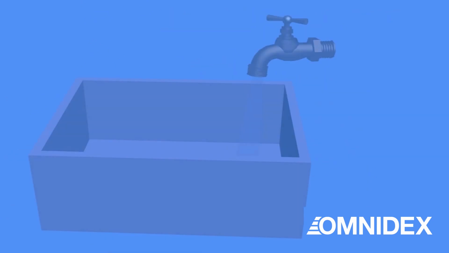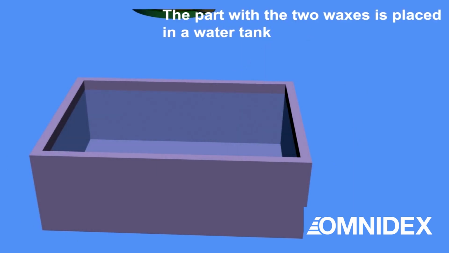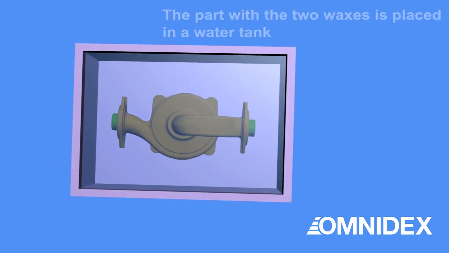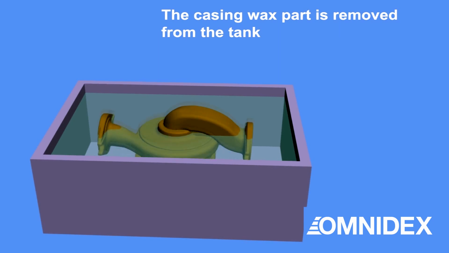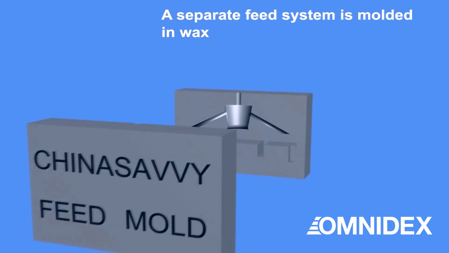The entire wax part is then ejected from the mold and placed in a water tank. The soluble wax core dissolves in the water, leaving only the casing wax. The casing wax part can then be removed from the tank.